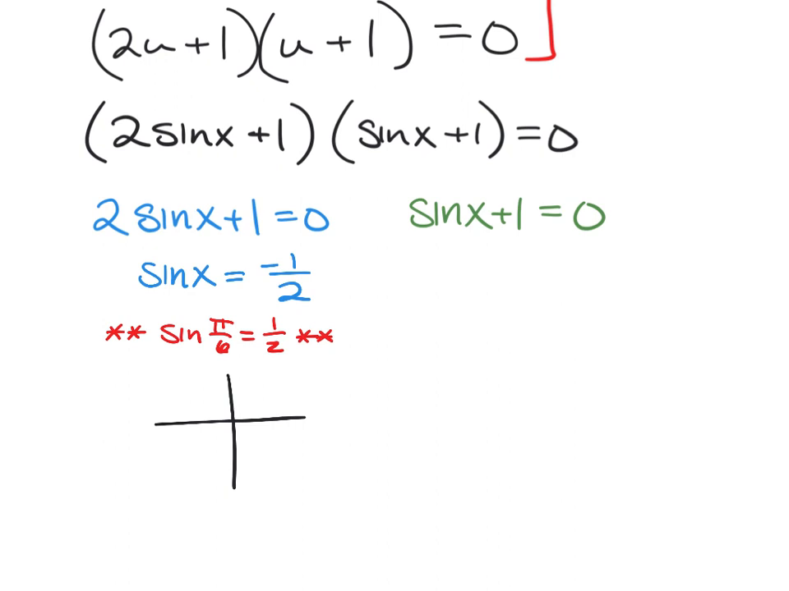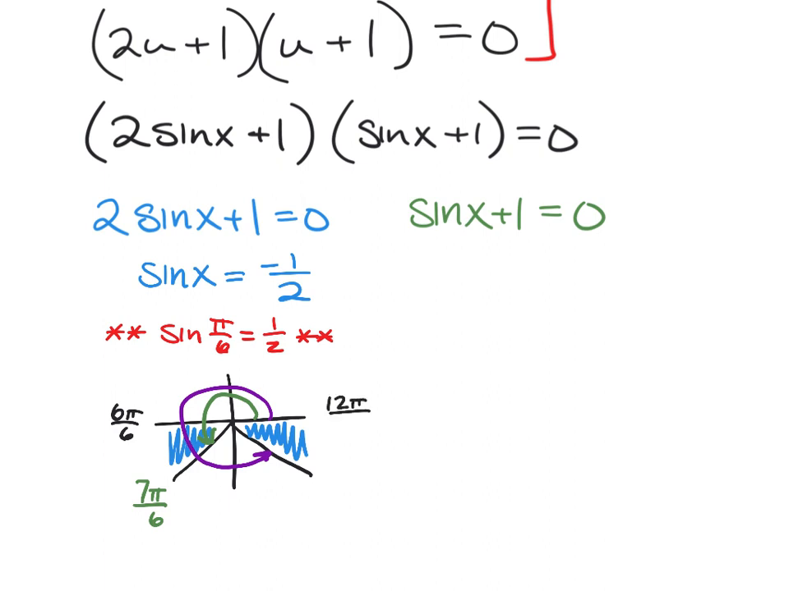Which 2 quadrants is sine negative? 3 and 4. So my angles are going to be here, with these reference angles being pi over 6. So if that's the case, what is this full angle right here? 1 more than 6 pi over 6, which is 7 pi over 6. And what is this full loop going to be? 11 pi over 6, which is 1 less than a full 2 pi.